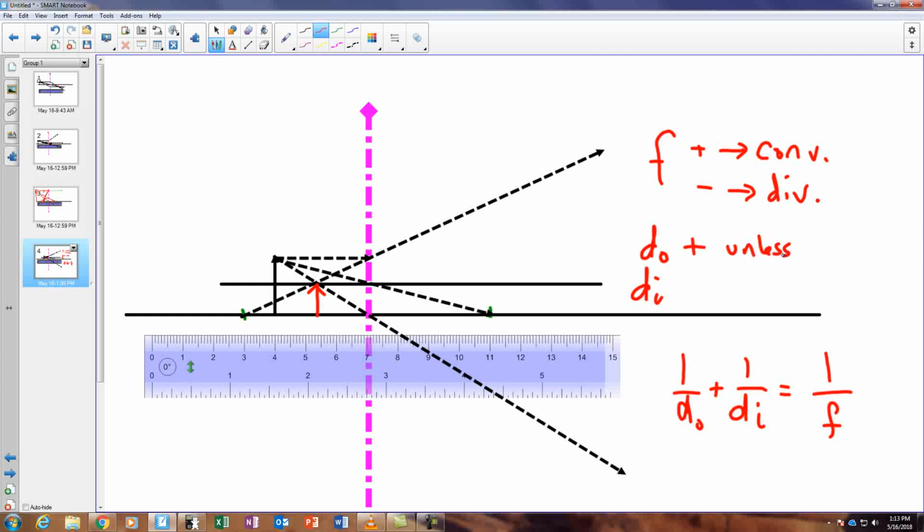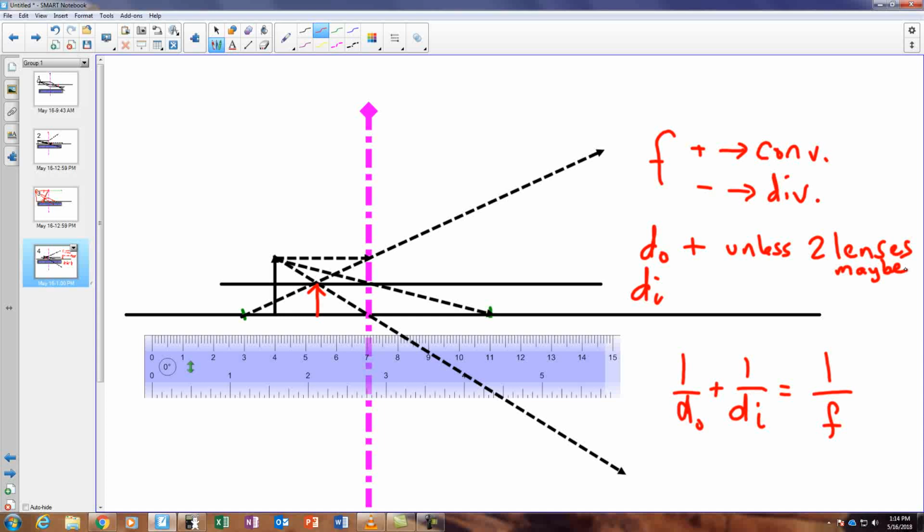unless using two lenses. Now, if you use two lenses, it still might be positive, but you have to look at whether the object is on the same side that the light is coming from. If it is, then it's positive. If it's negative, that would be because it's on the opposite side of where the light's coming from.